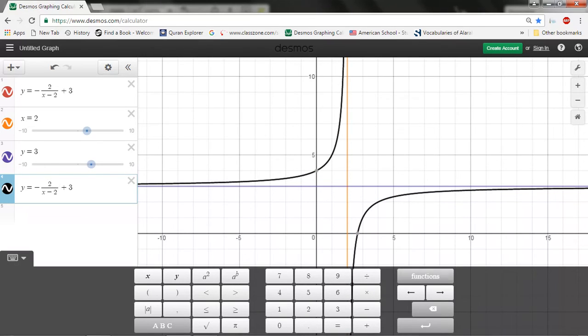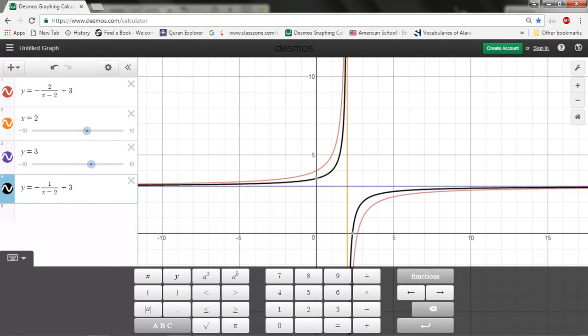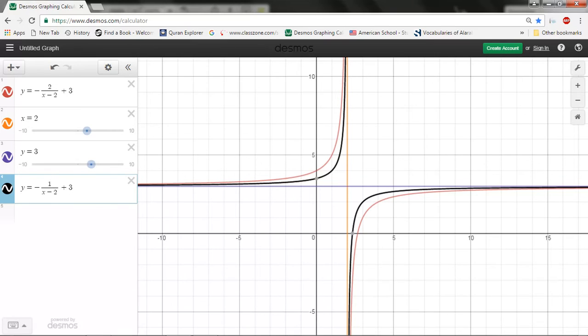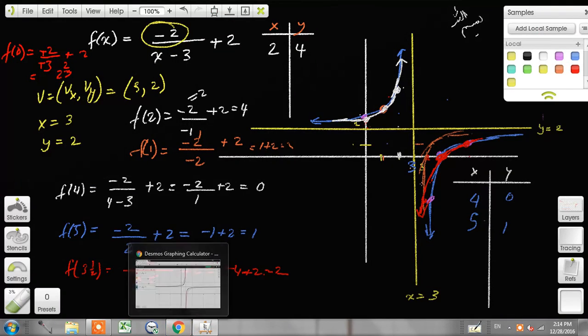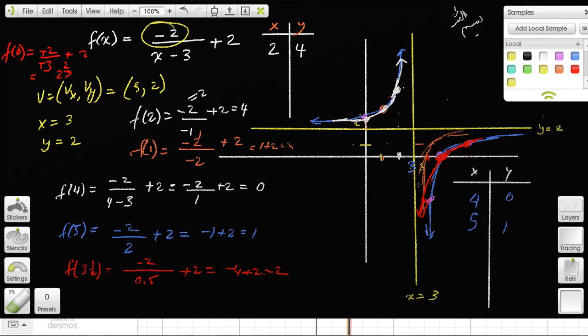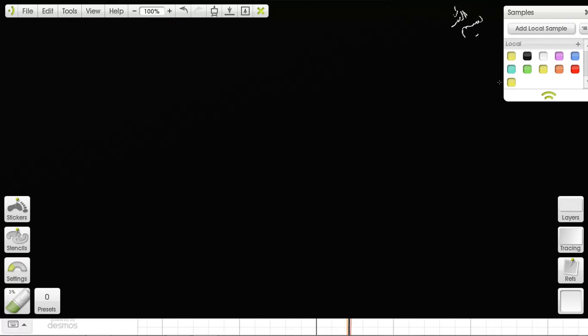I'm just going to get rid of the 2 and make it into a 1. You see? The 2 stretched it, right? This will be the parent function. It made it go that way. Do you understand? Okay. So far so good? Abdullah, what do you think? You got it? Okay, so here's what you gotta know.